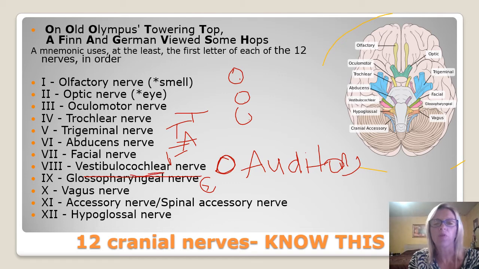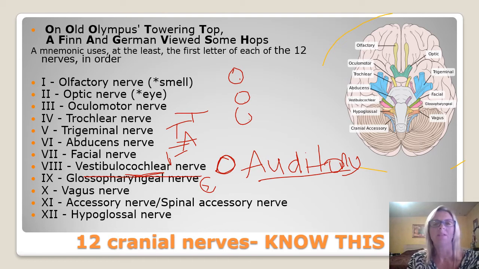Vestibulocochlear. And you've probably heard of cochlear implants. I'm sorry, these pens don't write very neatly on here. Not that I have neat handwriting, all right? You can write vestibulocochlear, or you can write auditory so it goes with the mnemonic. Whatever you want to do. I will take either of those terms, okay?